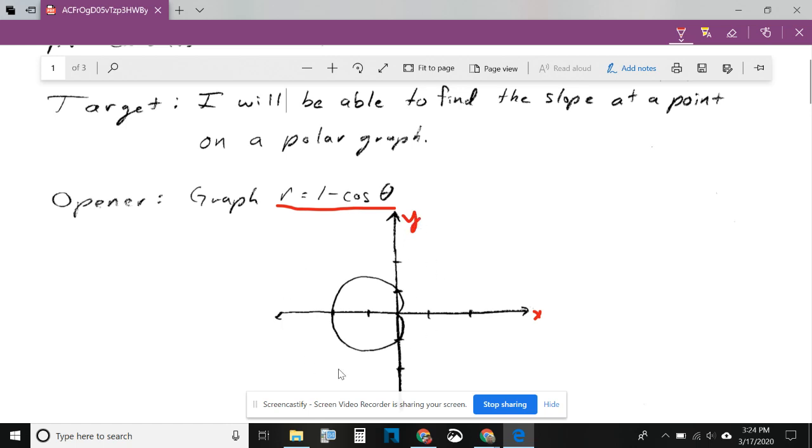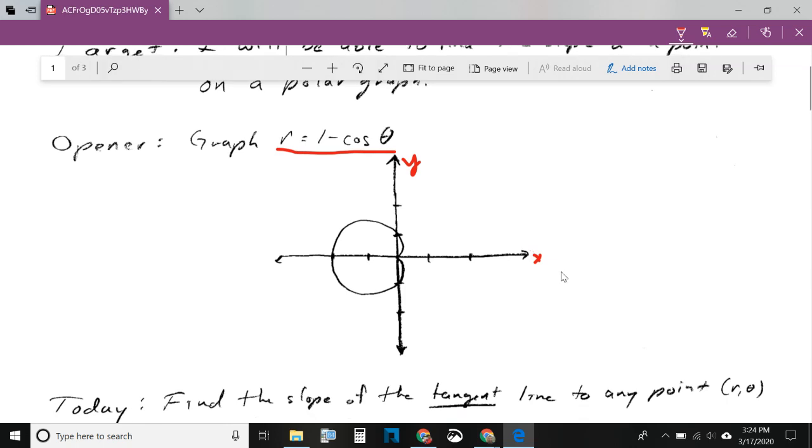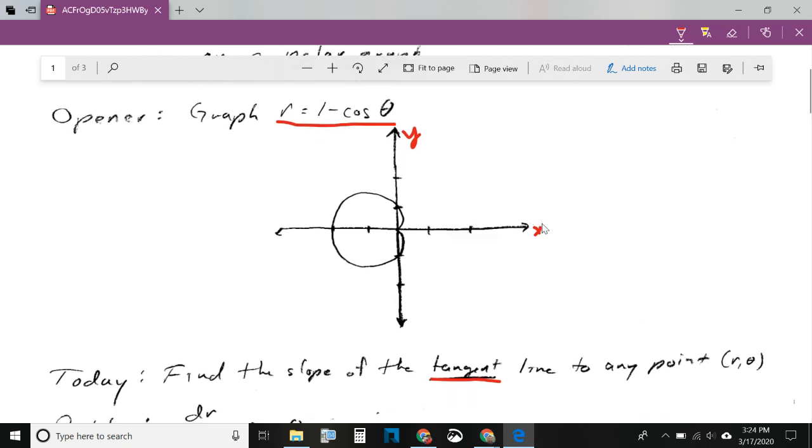And then our polar graph we know would be circular in nature. And this is kind of how it maps out with, again, our 5-number summary, okay? So the idea here is today we want to find out the slope of the tangent line, okay? So we're trying to find the tangent line at any point r theta. So this actually poses kind of a problem, okay?